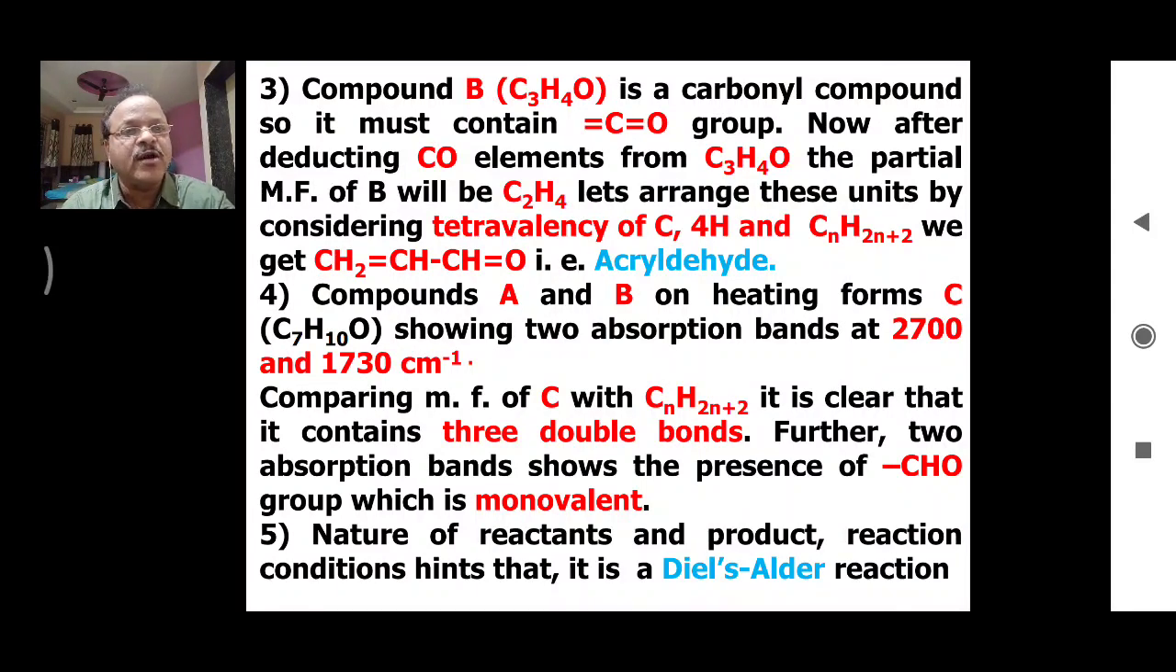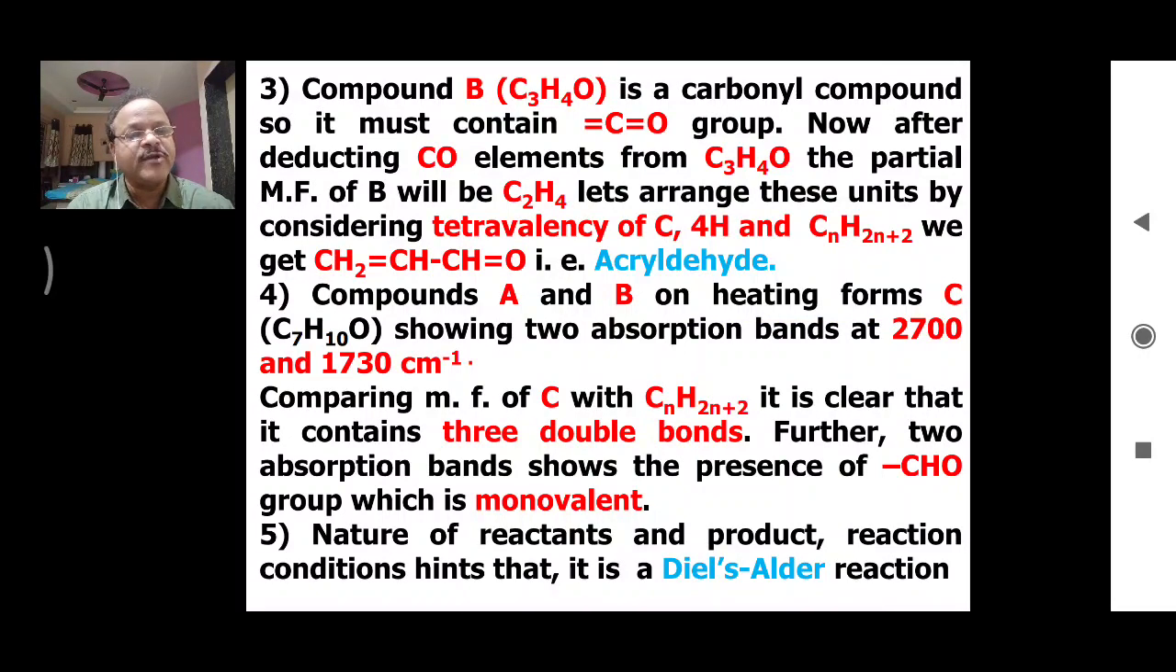So by considering all this information, we can suggest this structure for compound B. CH2 double bond CH, CH double bond O. So that is acrylaldehyde. Now in point number 4, compound A and B on heating forms compound C.